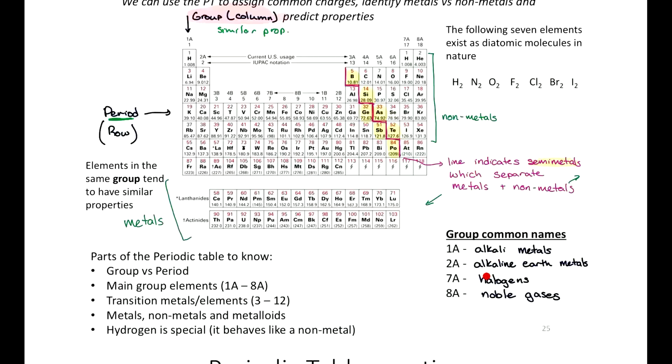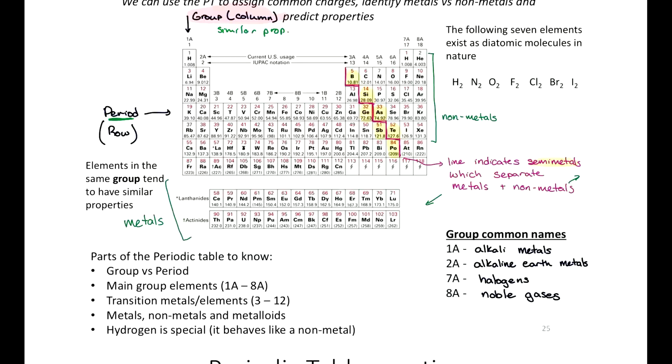What else do you need to know? Some of the common group names. So 1A is an alkali metal, so do know that name. If I say, okay, name an alkali metal, you just list any 1A element. Alkaline earth metals is 2A. Other common names are noble gases, which is 8A elements, and 7A is halogens right here. Those are common names. If you look at very, very old textbooks, 6A elements are often called chalcogens, but I haven't met anyone who's alive who still uses that word.